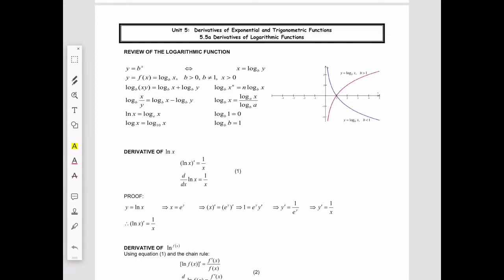We'll be working on 5.5. I call it A, which is just a title I made up, derivative of logarithmic functions. So the first little part here, you can actually see how the log functions that we worked with in the past look like and how we can manipulate them in the properties. So I'll leave that to you to look over at your leisure.